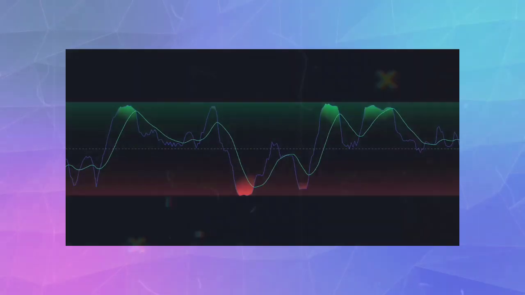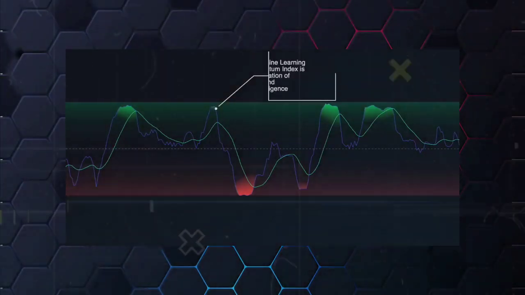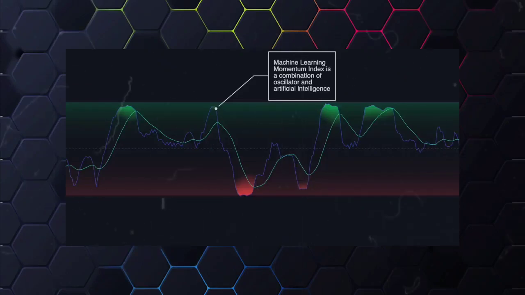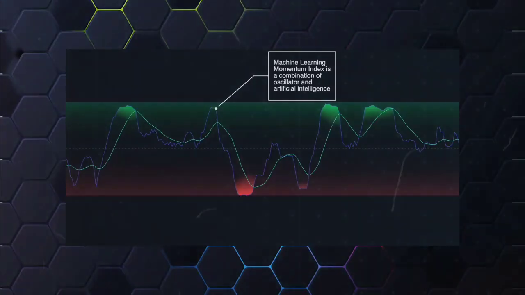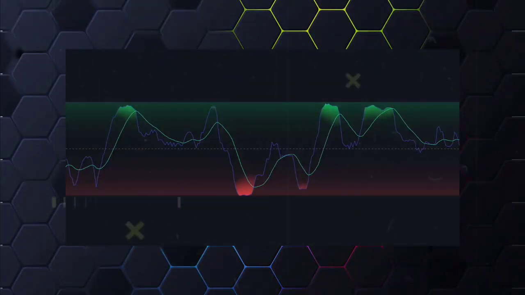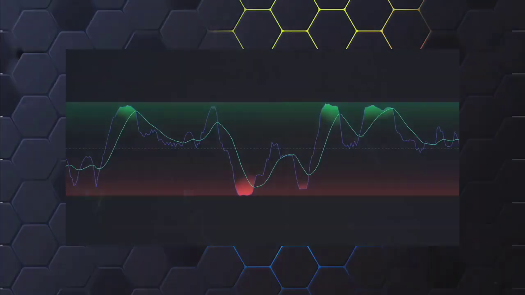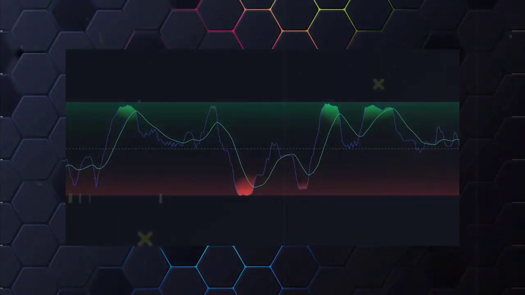Traders, before I show you the exact strategy, let me quickly walk you through this Machine Learning Momentum Index indicator. This tool represents the next step in oscillator trading. By blending traditional momentum analysis with machine learning, MLMI delivers a potent and dynamic tool that aligns with the complexities of modern financial environments.